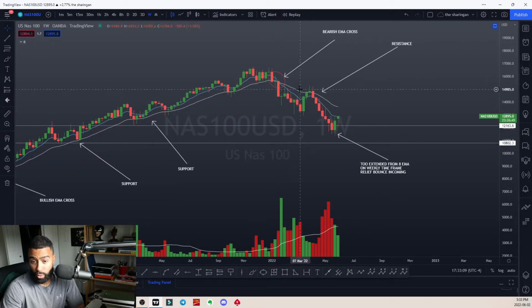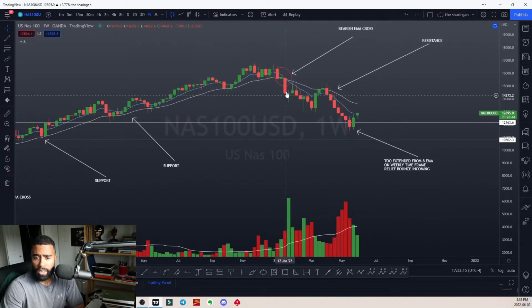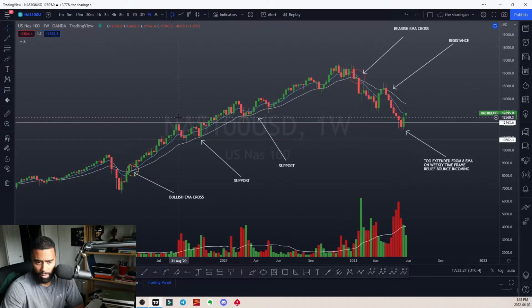What happened here, and this is the weekly time frame just to make things clear, is we get too far extended from the 8 EMA. Look what happens when we get too far extended from the 8 EMA in the bull market: we tend to come back to the 8, and then we also try to test the 20. Same thing up here. We get way too far detached from the 8 and then we go to test the 20. It's the same thing, except opposite. We get too far detached from the 8 and then we go to test the 8 or the 20.